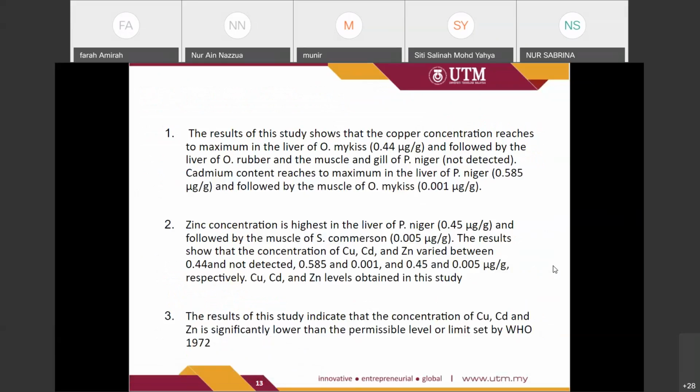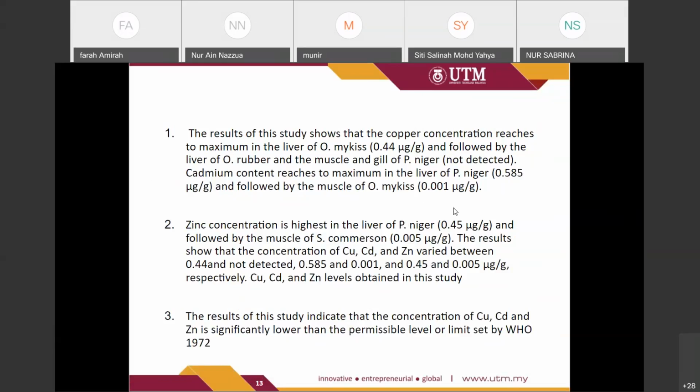So the result of this study shows that the copper concentration reached the maximum in the liver of Omyces with 0.44 microgram per gram, followed by the liver of O. rubber, and the muscle and gill of P. niger, which is not detected. Cadmium content reaches the maximum in the liver of P. niger with 0.585 microgram per gram, followed by the muscle of Omyces with 0.01 microgram per gram.